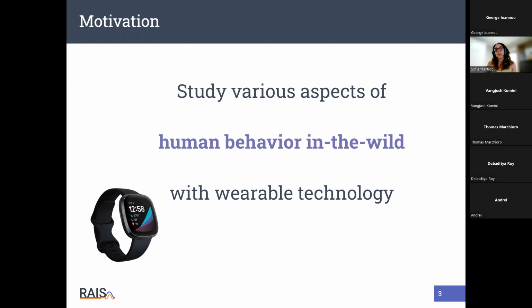Generally, wearable technology allows us to explore and study various aspects of human behavior unobtrusively, or what somebody could say in the wild. For example, we can examine stress and mood detection, user engagement with wearables, physical activity, mental and physical health in general, sleep, and generally how they can correlate with each other. So wearable devices and their collected data are a rich source of information.